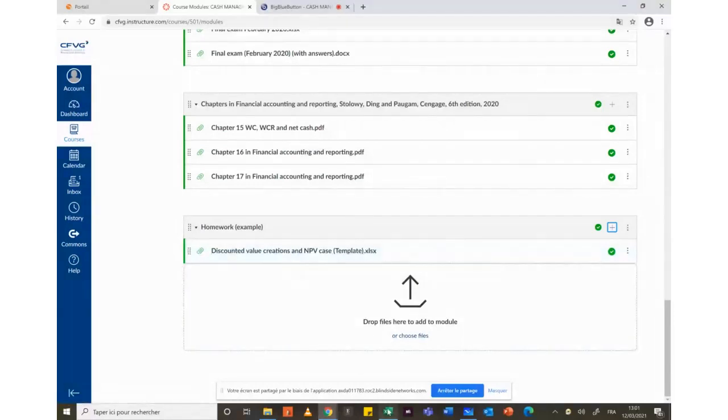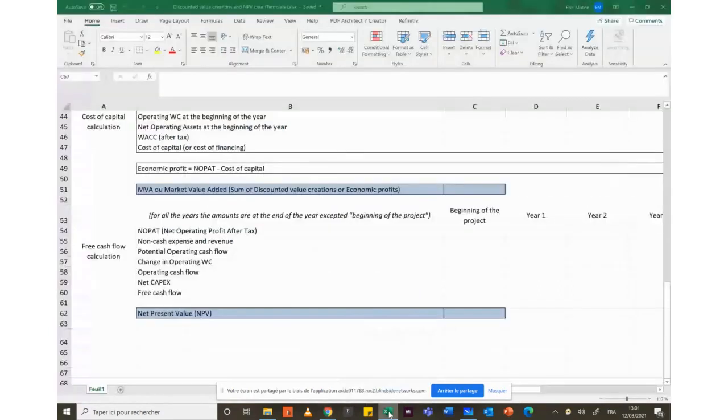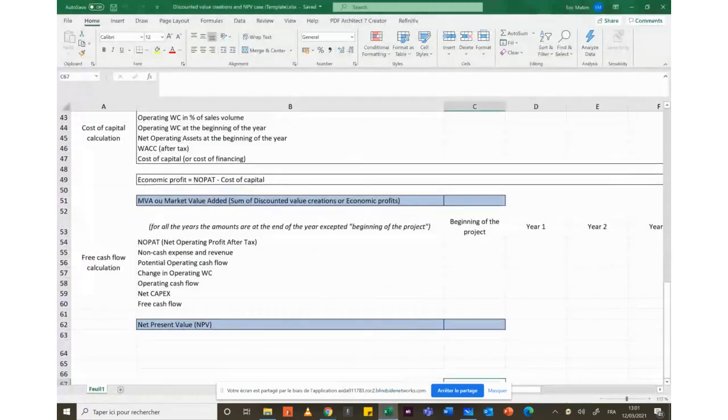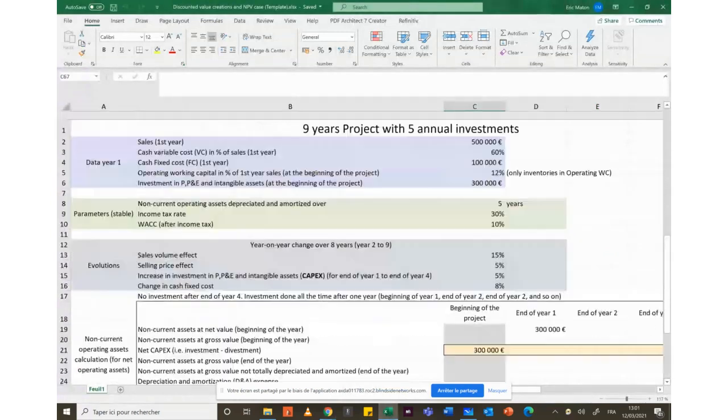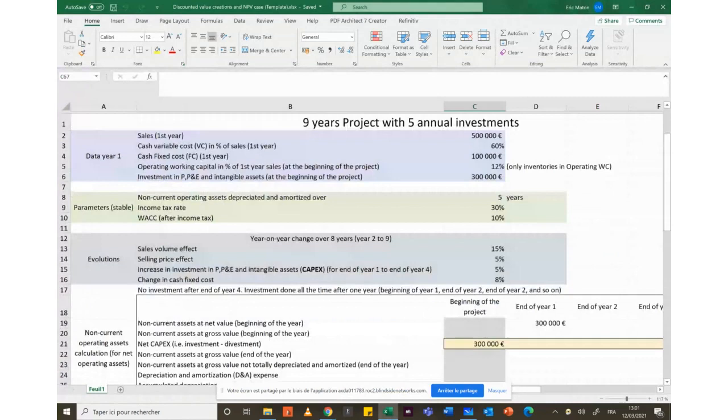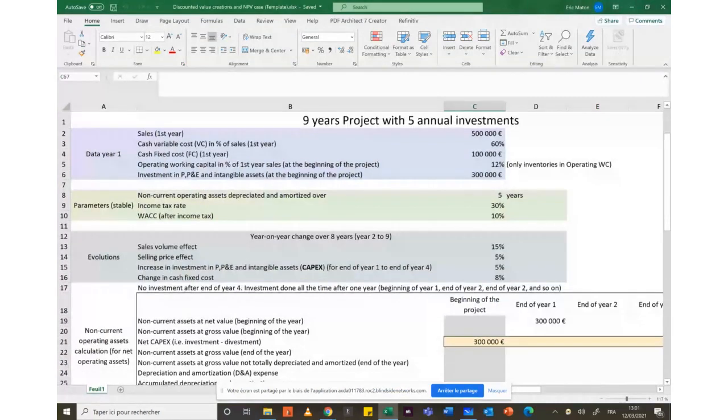So in this kind of homework, you have to work in a group of two. We'll determine the groups of two with the secretary. You have to complete this kind of Excel file. You have data about operating activity, data about investments, and data about changes.